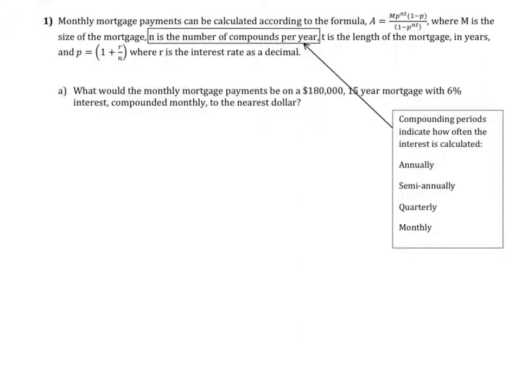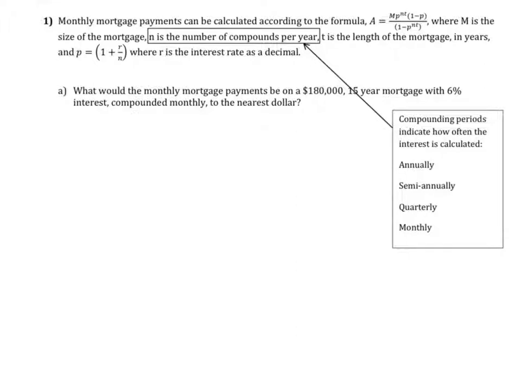The monthly mortgage payments can be calculated according to this formula, where M, now here's where they tell you the players, M is the size of the mortgage, N is the number of compounds per year, T is the length of the mortgage in years, and P is actually this formula, where R is the interest rate as a decimal. Okay, so they identify in words all the players. Now we got to read it and figure out who's going to go where.